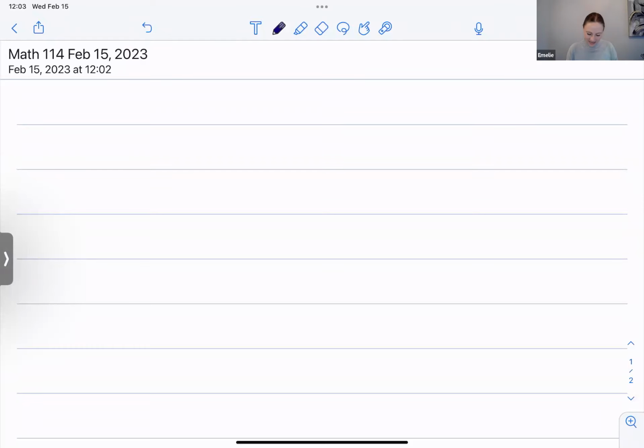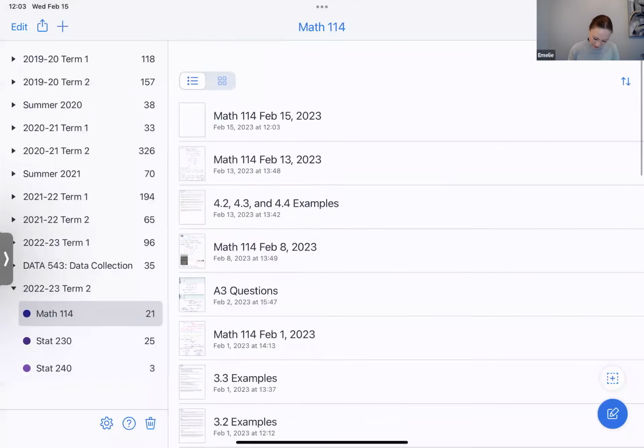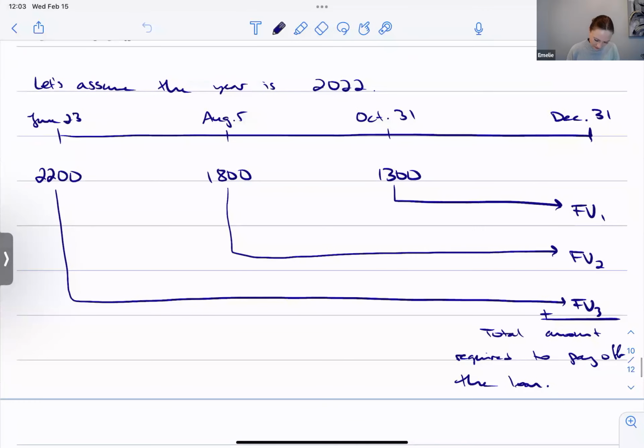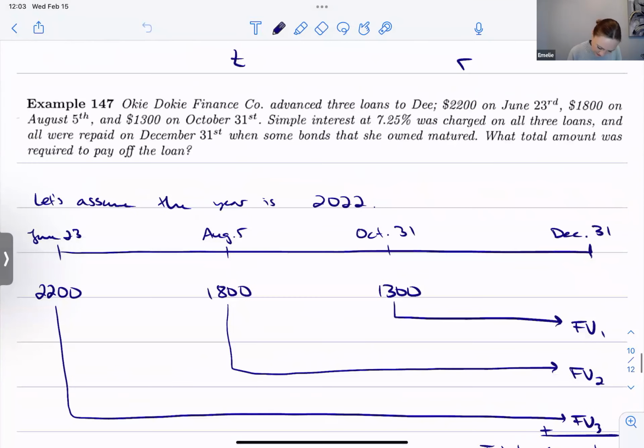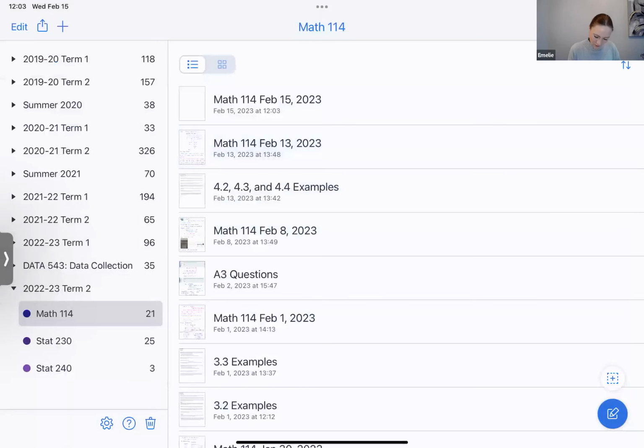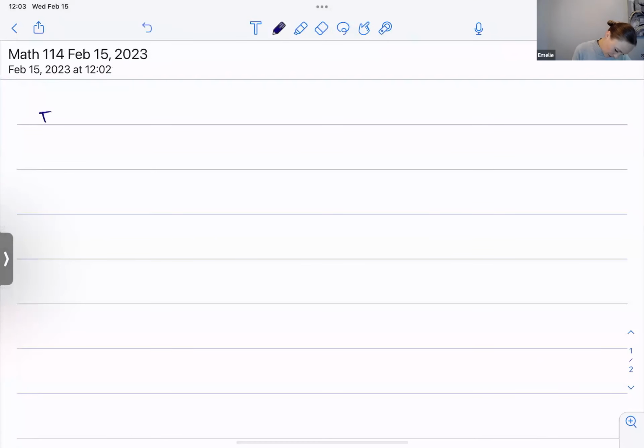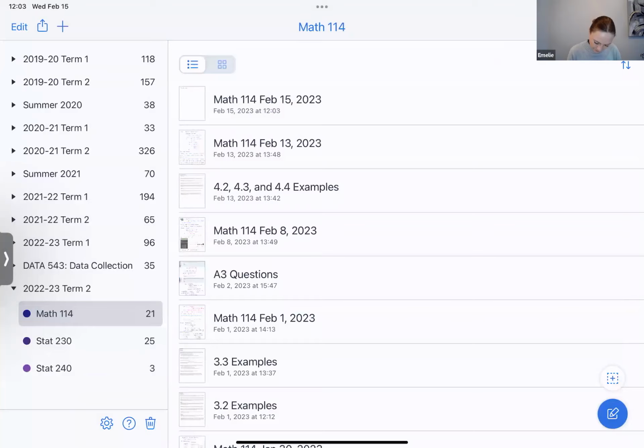Welcome. I think we left off with an example that I let you finish on your own, right? Or at least kind of get started on. And so what I'm going to do is just pick right up. So from last day, we were working on this problem.